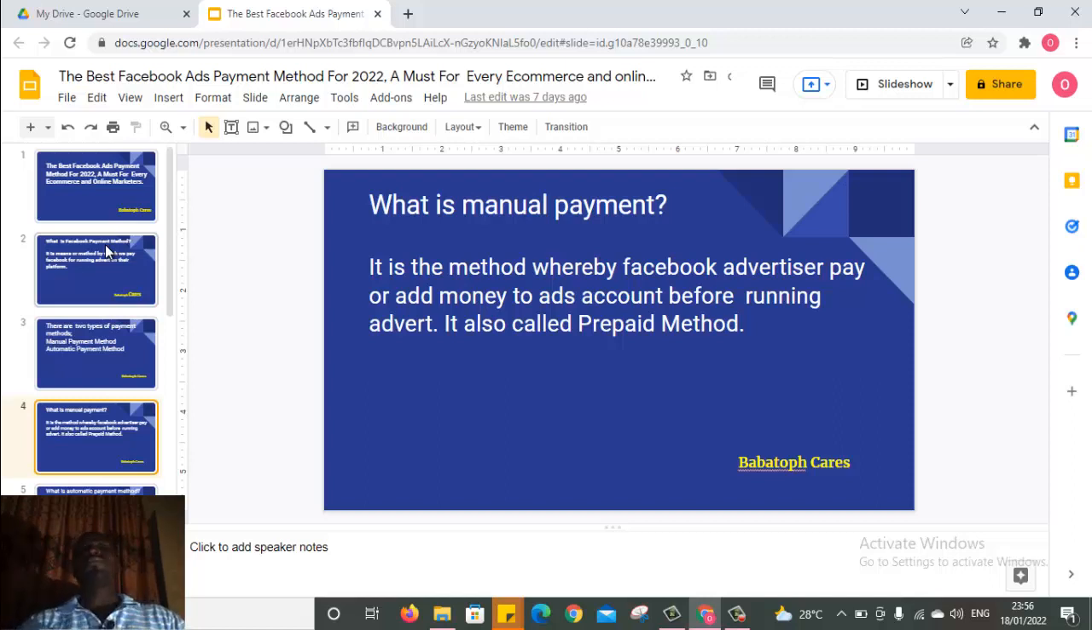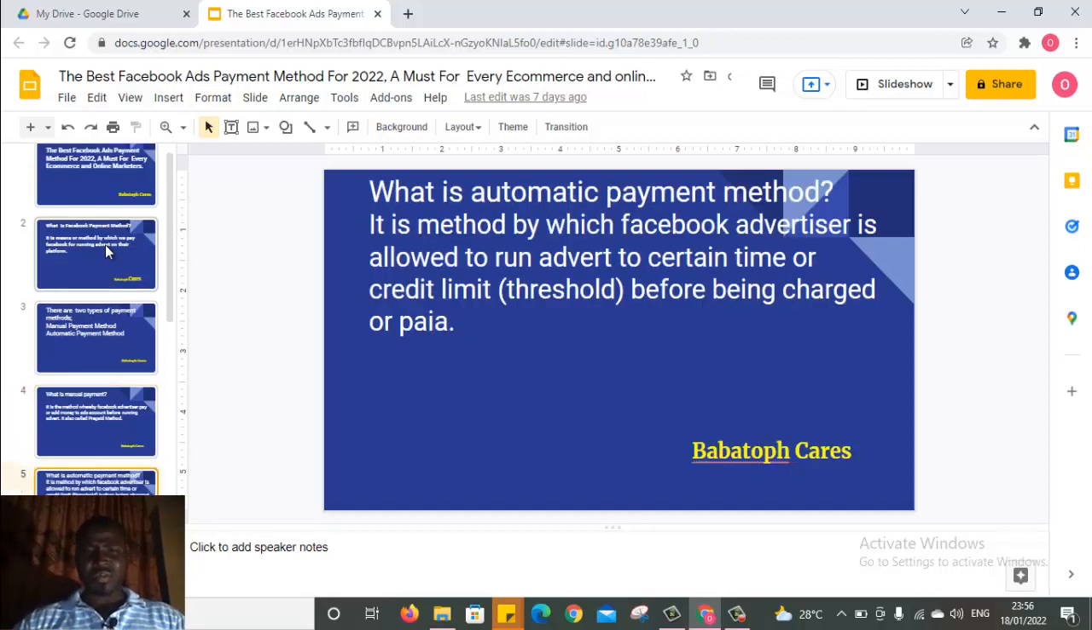Let's assume that you want to run an advert today and you have a budget of 10,000 naira or $20. What will you do? You fund the account before you run the advert. That's what we call manual payment method.